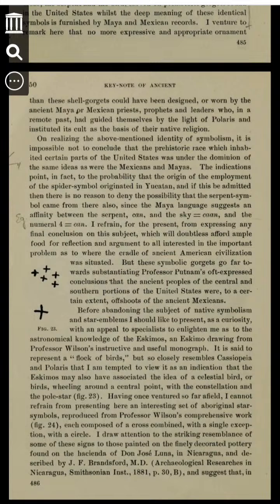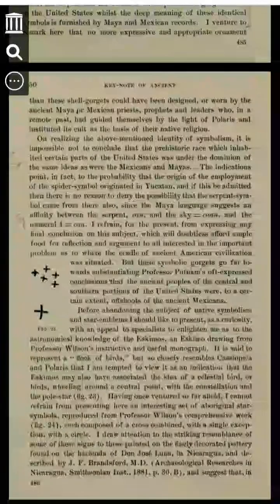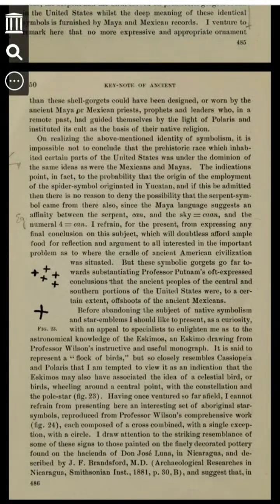Serpent, it also means Ka'an means sky, and Khan means 40, right? I refrain for the present from expressing any final conclusion on the subject, which will doubtless afford ample food for reflection and argument to all interested in the important problem as to where the cradle of the ancient American civilization was situated.